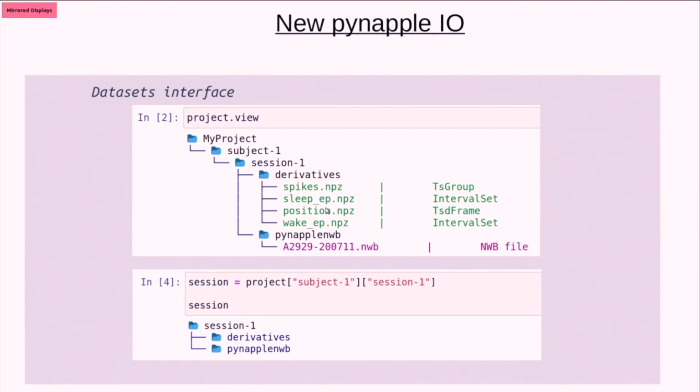So for example, only those neurons or only this channel. These are small files that can be saved with Pynapple and have a label here to say what type they are. And of course, the NWB file, as shown here. And then it's very easy to navigate a project. You can go to, for example, a session.